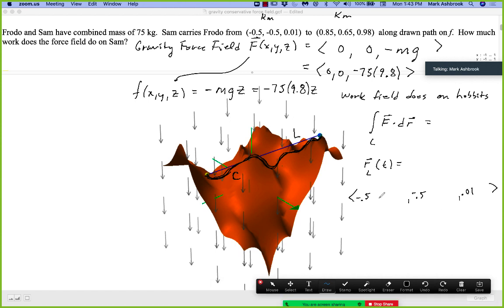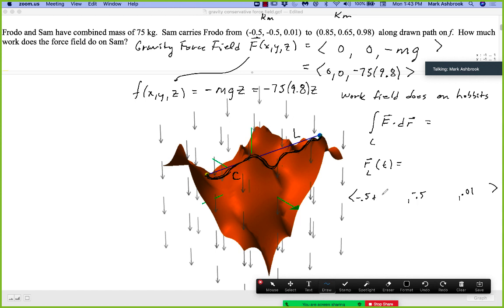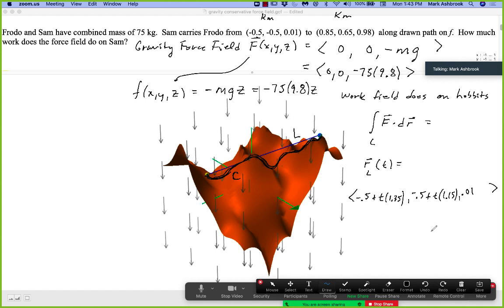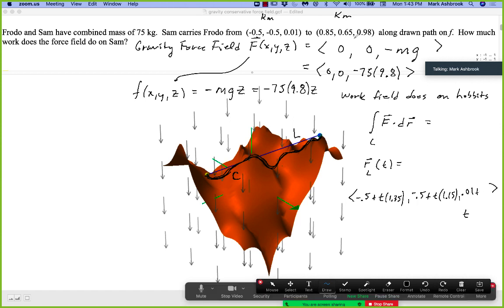All right, plus t times the one vector that takes you from point A to point B. That way, when you get to the integral, you can go from t equals 0 to 1. So we need the one vector from the start to the finish, which would just be subtracting coordinates here. So that'd be plus t times 1.35, plus t times 1.15, and then 0.01 plus t times, what will it be, 0.99, 0.97.